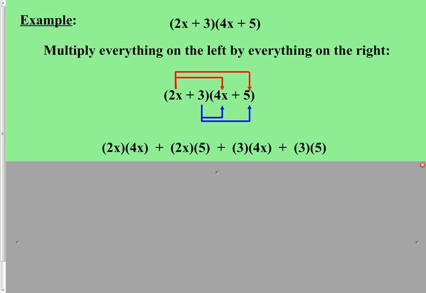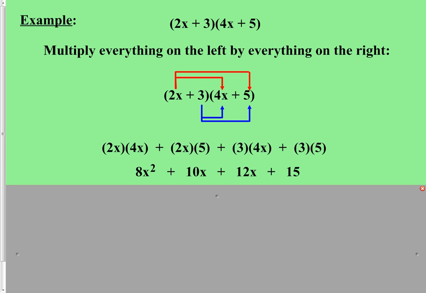So let's take a look at what these results are. 2x times 4x, what is that going to result in? Well, 2 times 4 is 8, and x times x is x squared. That's going to be 8x squared. How about the 2x times 5? 2 times 5 is 10. The x doesn't have anybody to join with, so it's just hanging on for the ride. It'll be 10x. How about the 3 times 4x? 3 times 4 is 12. The x is just hanging on, so we'll have 12x. And then, of course, 3 times 5 is 15.